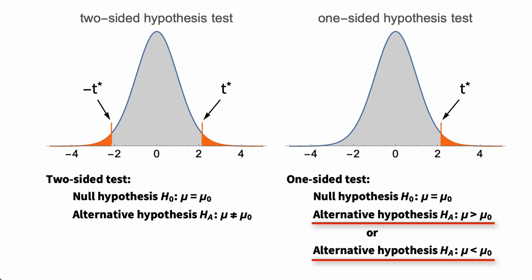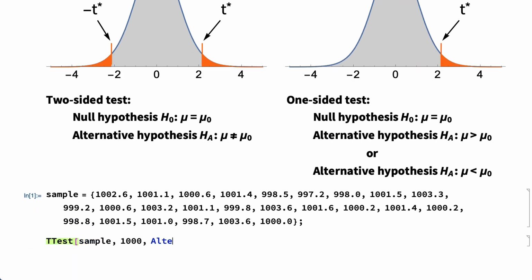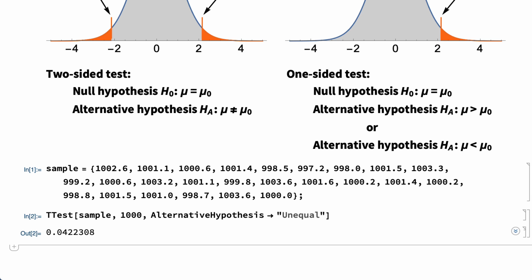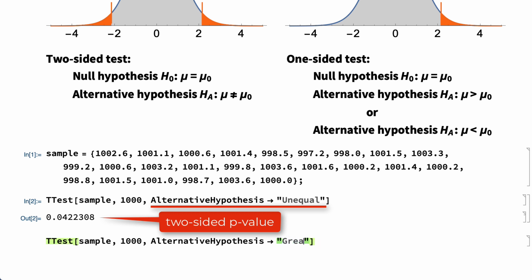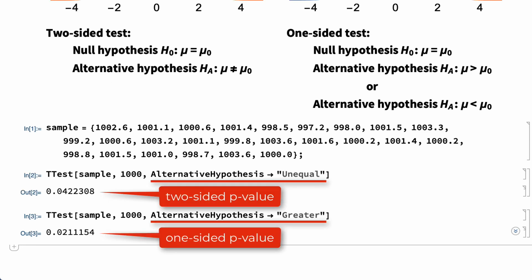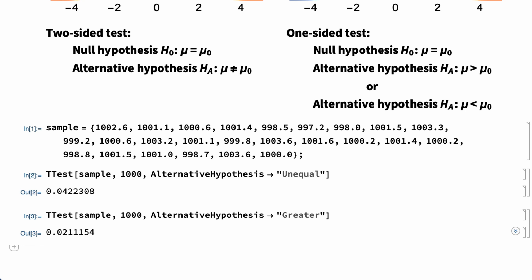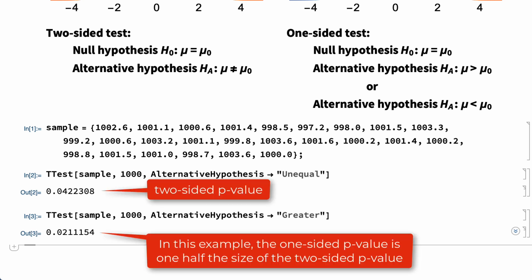In the t-test function, this choice is controlled by the alternative hypothesis option. For example, starting with a sample and 1000 as the hypothesized population mean, the default result from the t-test function is a two-sided p-value, which is specified by giving unequal as the value of the alternative hypothesis option. A one-sided test is specified by including greater or less as the value of the alternative hypothesis option. Greater, for example, gives a one-sided p-value for the alternative hypothesis that the population mean is greater than the hypothesized value. Since both tails have the same probability, at least in these examples, the one-sided p-value is simply 1/2 of the two-sided p-value.